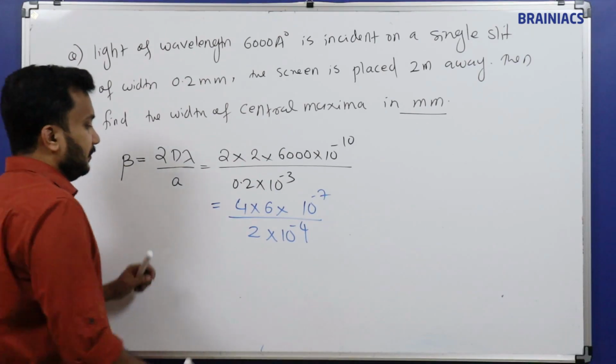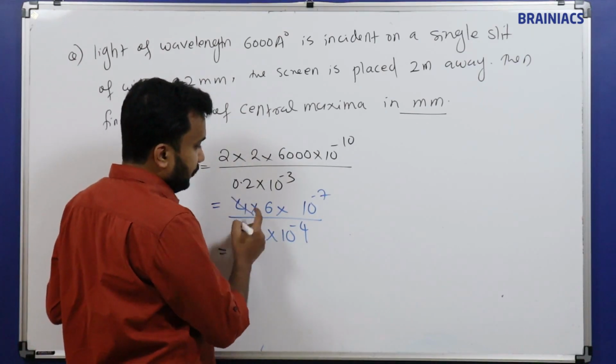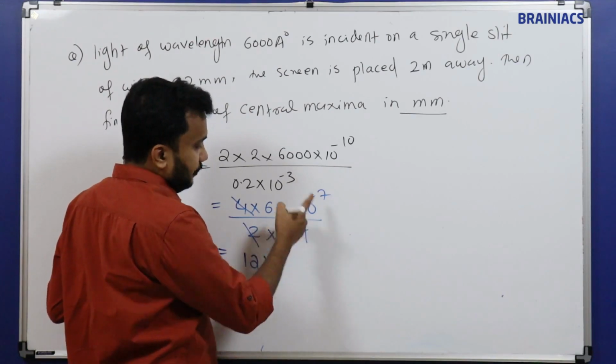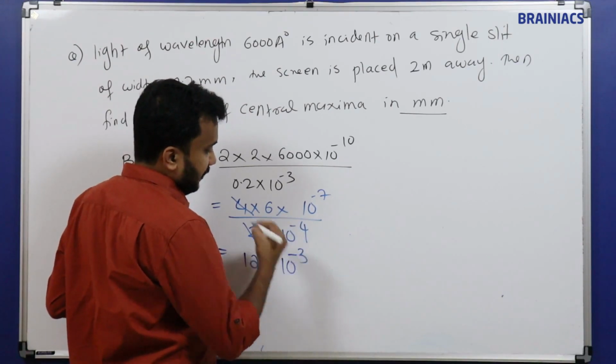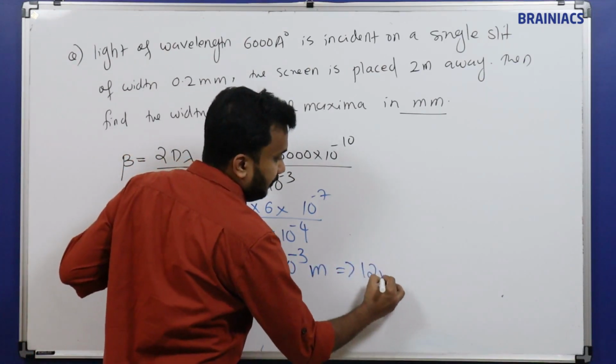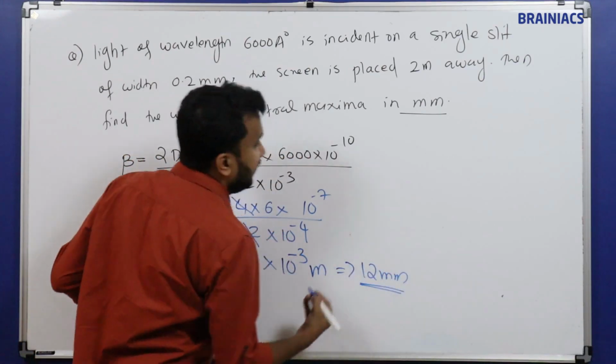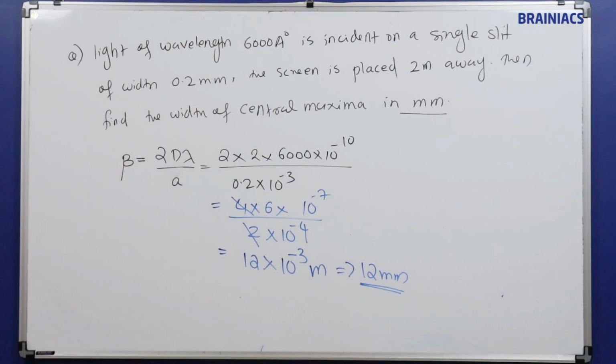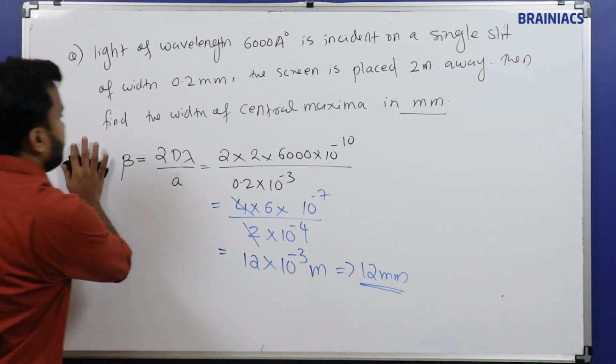Okay, this is clear. 4 and 2 cancel, 2 into 6 is 12. So 12 into 10 power minus 3 meter. This is equal to 12 millimeters. So 12 millimeters is the right answer for the question. Hope this is clear and you have no doubt on this. Let's move to the next problem.